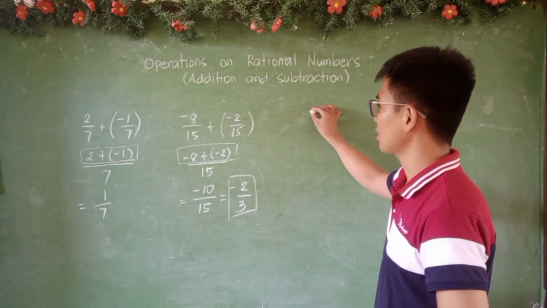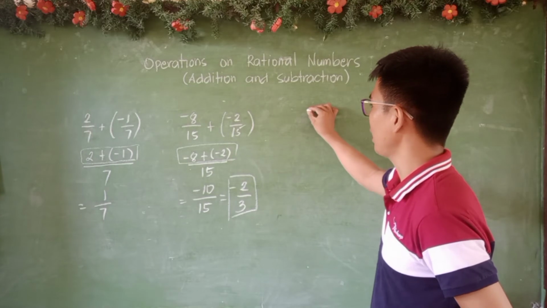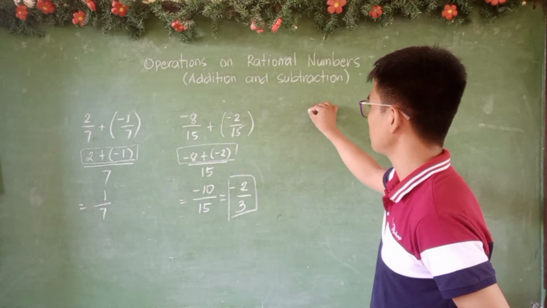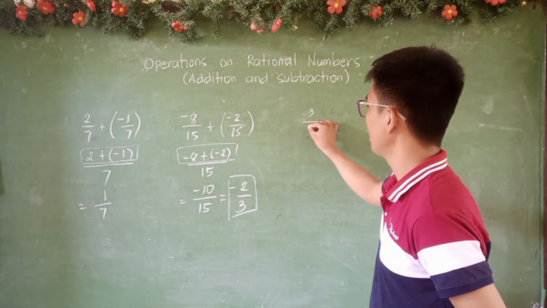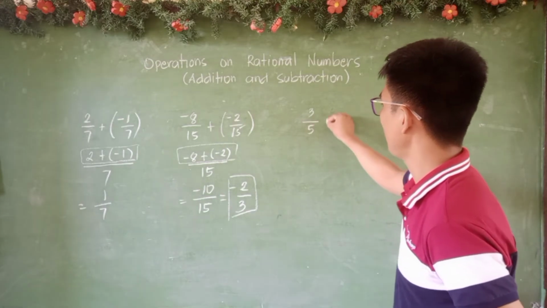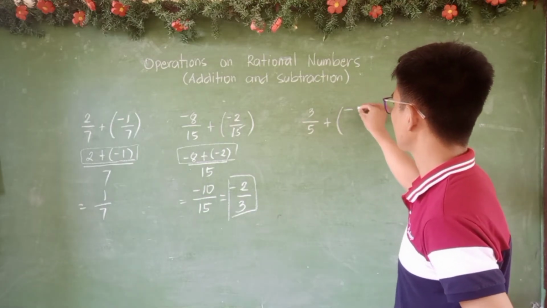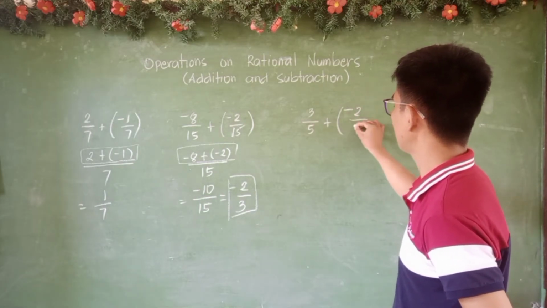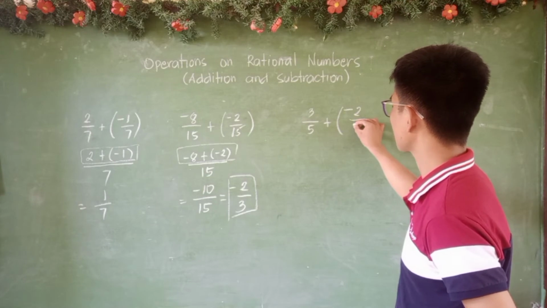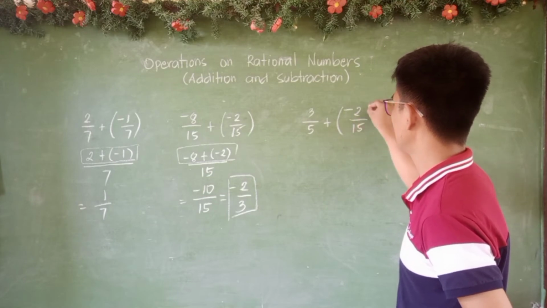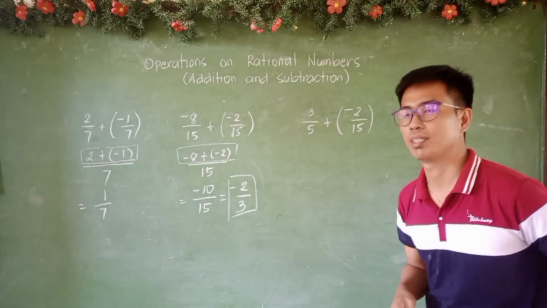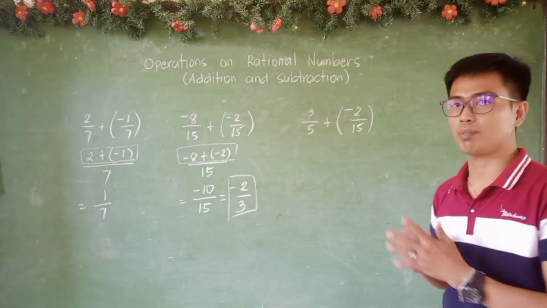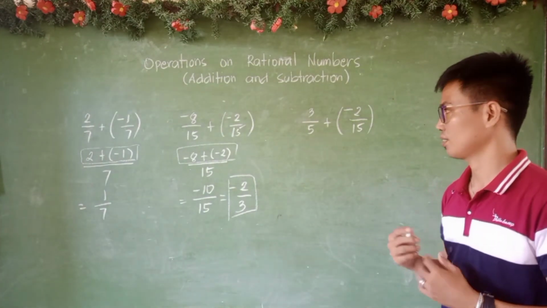So let's have the next example. So let's say we have 3 over 5 plus negative 2 over 15. So let us try this given. So 3 over 5 plus negative 2 over 15.